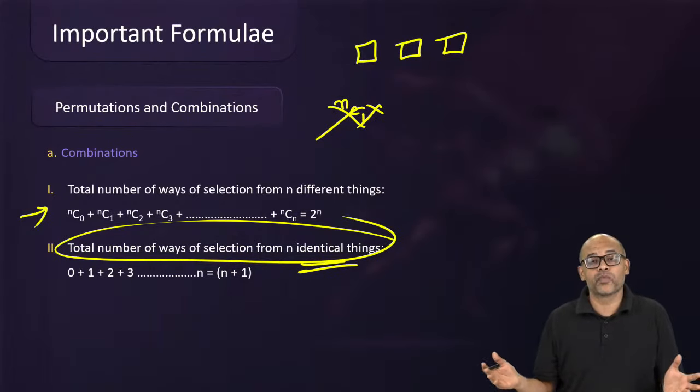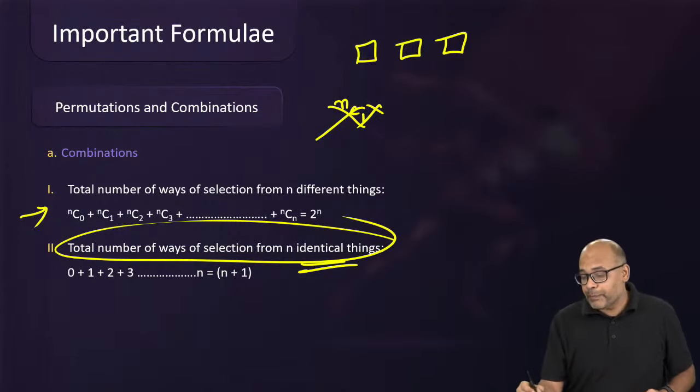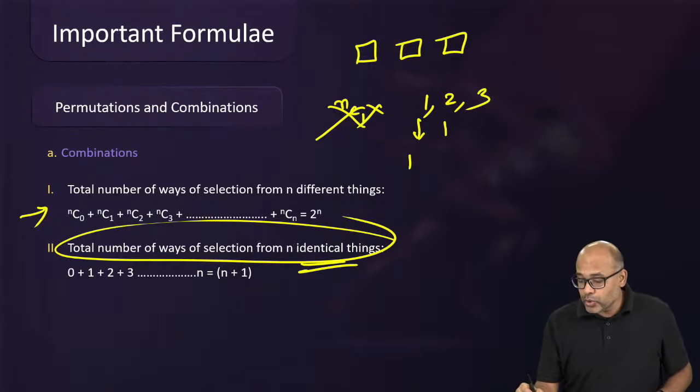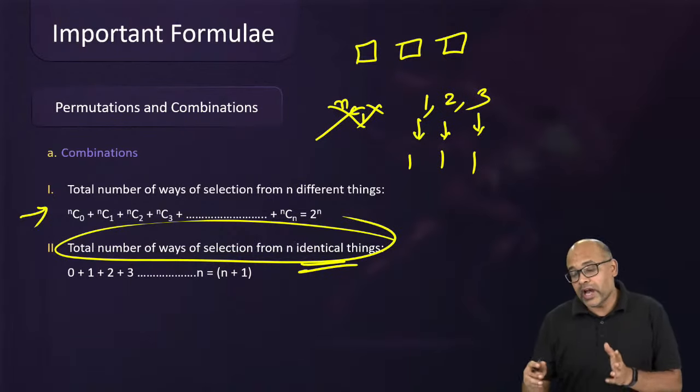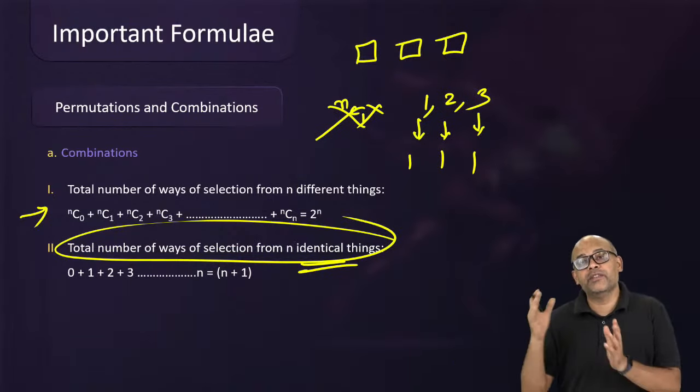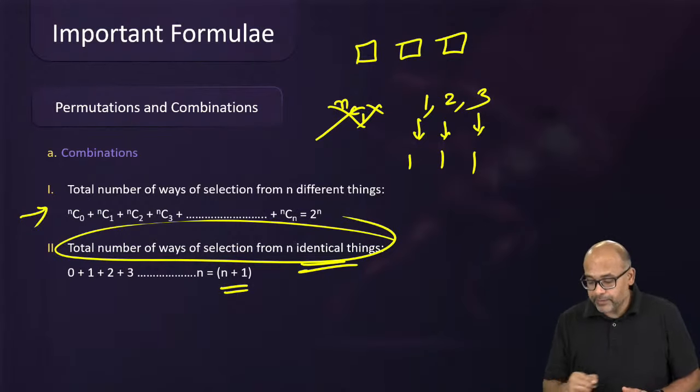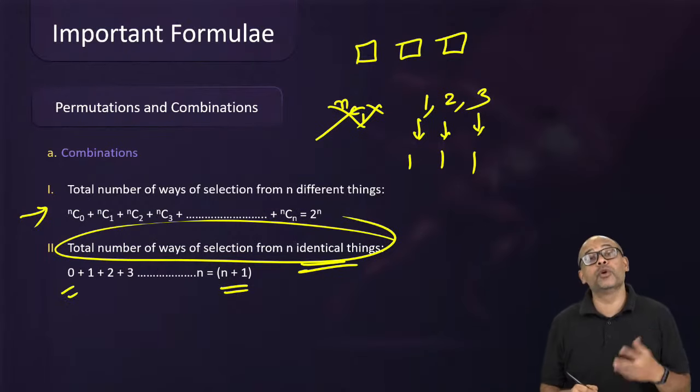They're all the same. Similarly, you can look at picking one book or picking 2 books or picking 3 books. Picking one book can be done in one way. Picking 2 books can be done again in one way. Picking 3 books can again be done in one way. So however many books there are, that many ones you will get. So the final answer will become n plus 1 because you can pick 0 books also.